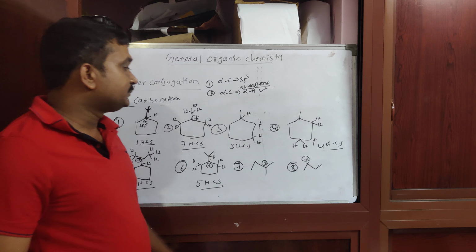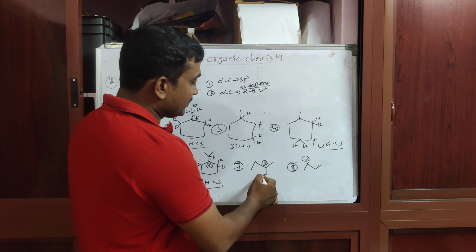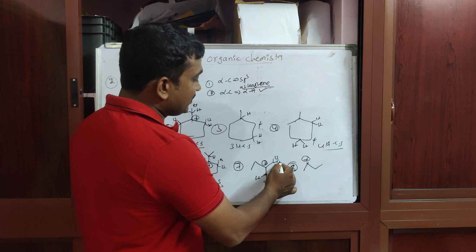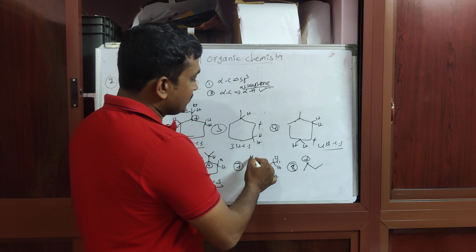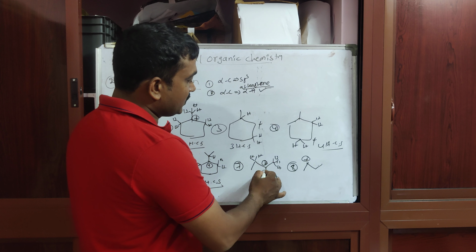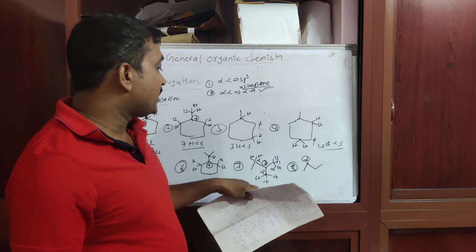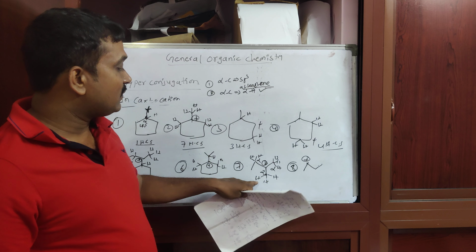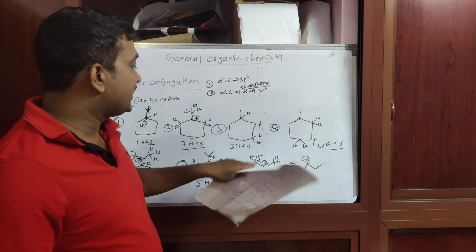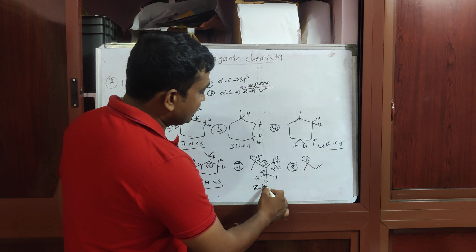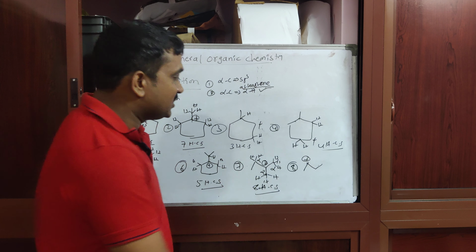If you take this one, this has 3 alpha hydrogens, this also has 3 alpha hydrogens. This will show 2 alpha hydrogens. This is also an alpha carbon. There are 3 alpha carbons. How many alpha hydrogens exist? Total 1, 2, 3, 4, 5, 6, 7, 8. 8 alpha hydrogens exist. That's why it shows 8 hyperconjugation structures.